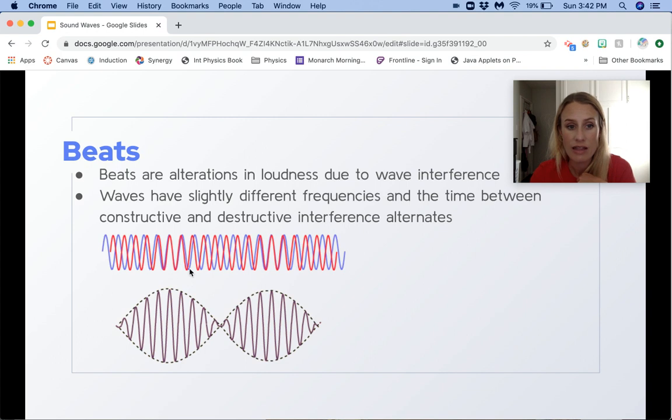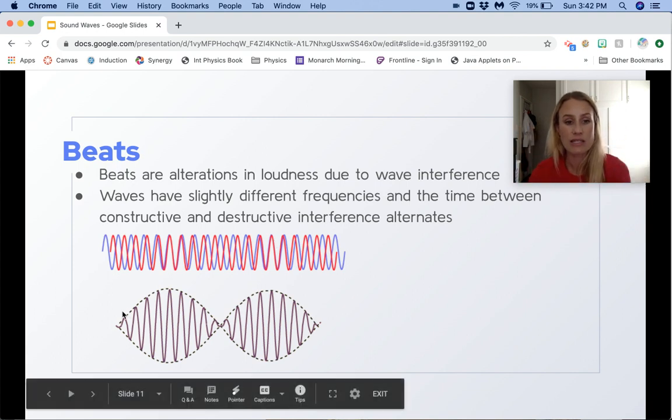And then look, they line up here. So we have constructive interference. So we have a crest and a crest, a trough and a trough. Again, we have destructive interference right here and we have constructive interference right here. So when they overlap, we then get this frequency that we hear. It's like a third sound almost that you hear, and it's called a beat frequency.